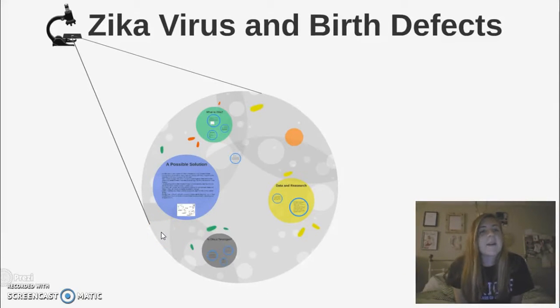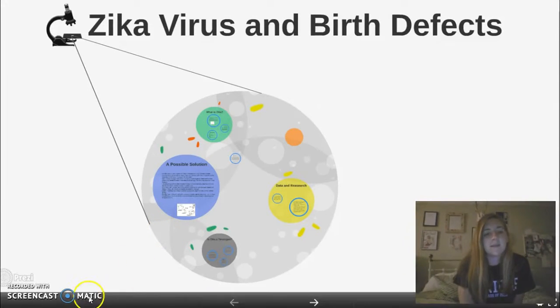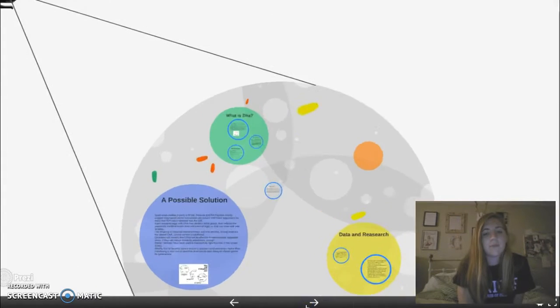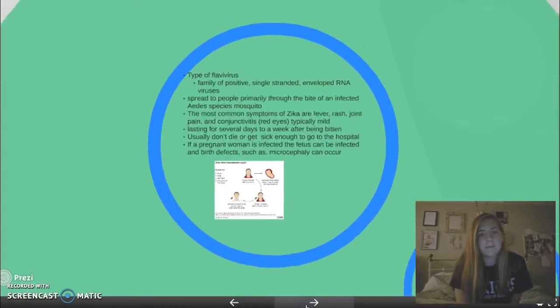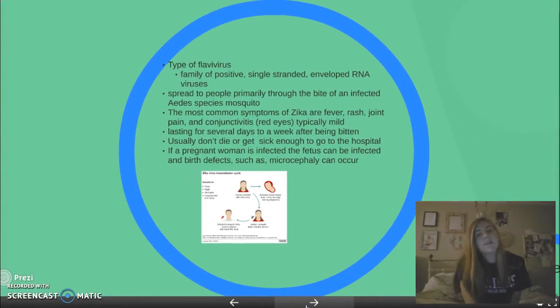Today we're going to talk about Zika virus and birth defects. So what is the Zika virus? Zika is a type of flavivirus, which is a family of positive, single-stranded, enveloped RNA viruses, and it's spread through the bite of an infected mosquito.